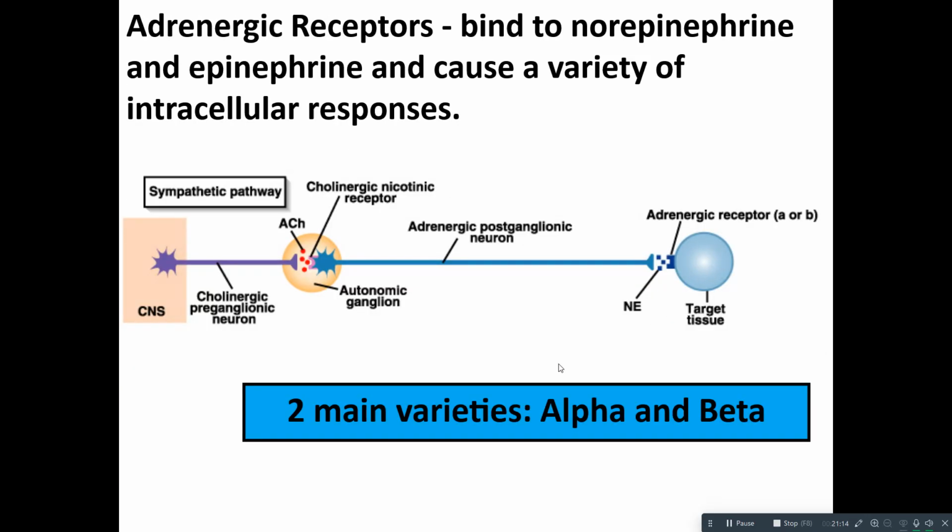All right, let's switch gears now. Because if we're in our sympathetic system, we know the first neuron is cholinergic, releasing acetylcholine, but the second neuron is adrenergic, meaning it's releasing norepinephrine. Norepinephrine is going to bind to adrenergic receptors. And there are two big varieties of adrenergic receptors. There's alphas and there's betas. And there are going to be a variety of responses. Again, it kind of depends on what the tissue is. Is it cardiac muscle or smooth muscle? Is it a gland? Different tissues are going to need to do different things.